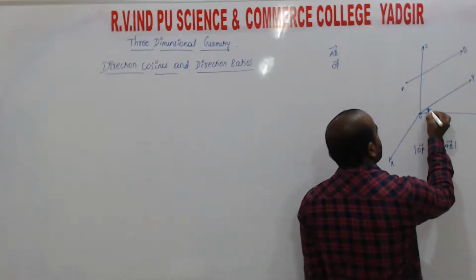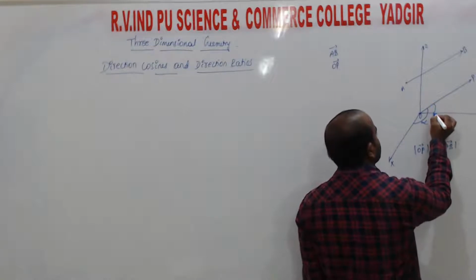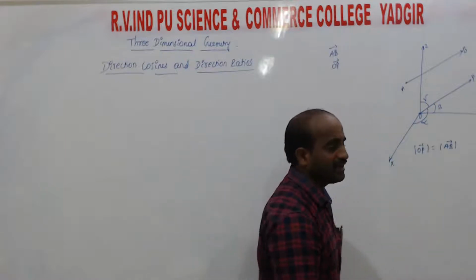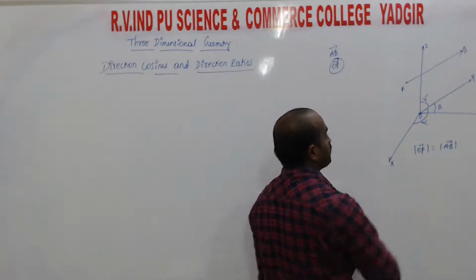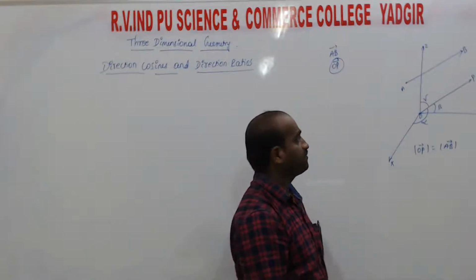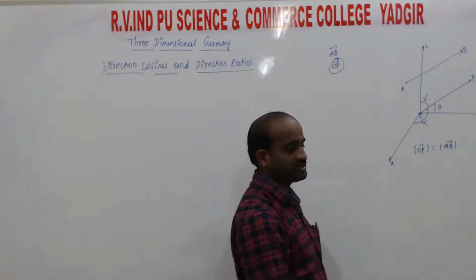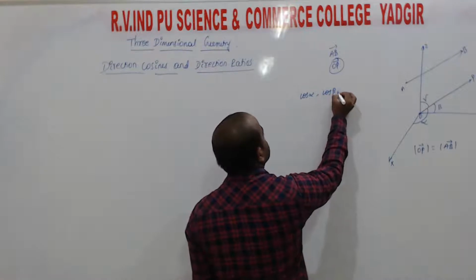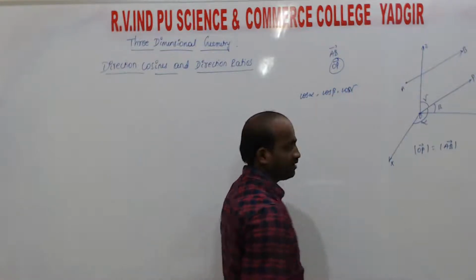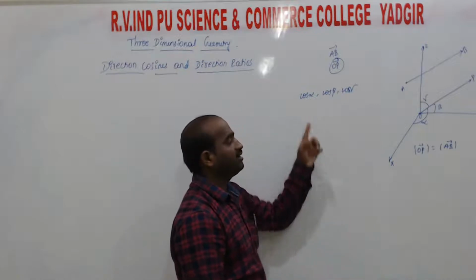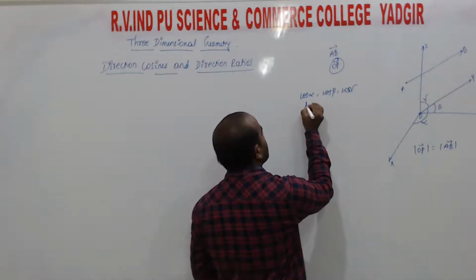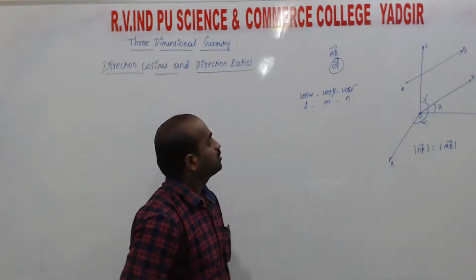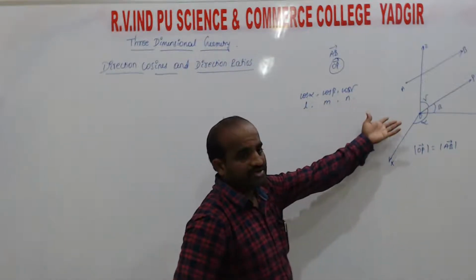Next, alpha, beta, gamma are the angles made by the line OP vector with the positive directions of the x-axis, y-axis, z-axis respectively. Then cos alpha, cos beta, cos gamma are the direction cosines, usually denoted by l, m, n. These are the direction cosines of OP vector and hence of AB vector also.